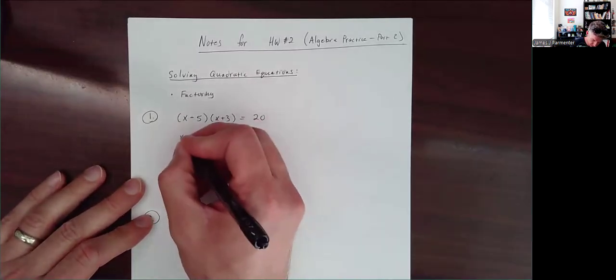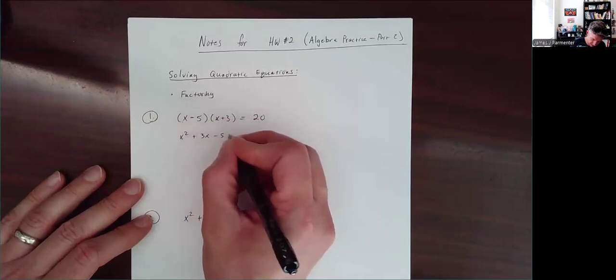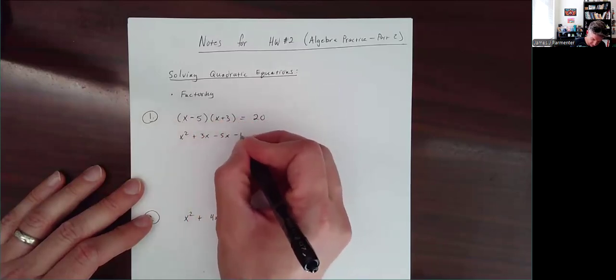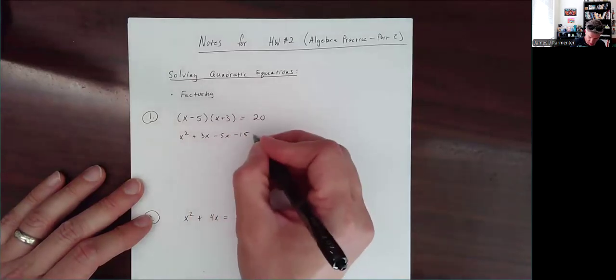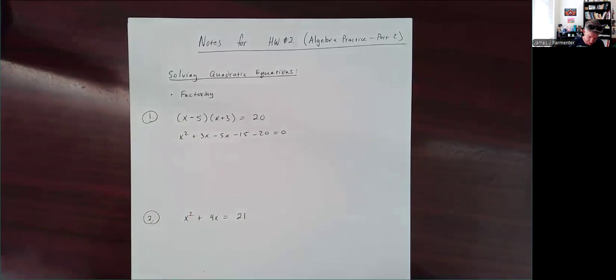X times x is x squared. X times 3 is 3x. Negative 5 times x is minus 5x. Negative 5 times 3 is minus 15. And we're going to subtract 20 from both sides. We're going to combine like terms.